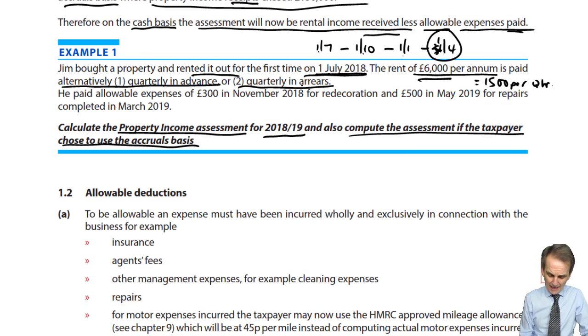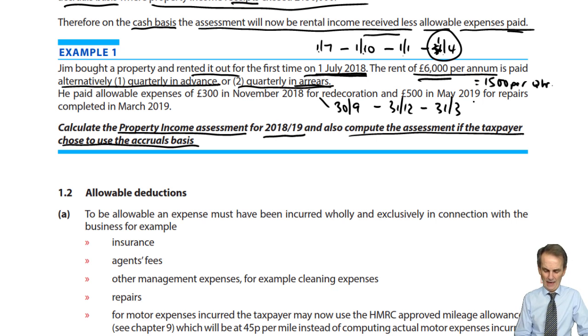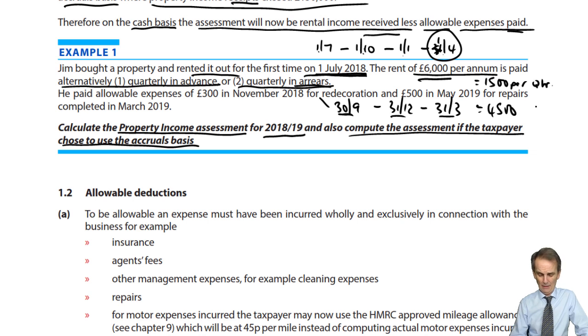If it was quarterly in arrears, well, we started renting it out on the 1st of July, so 3 months later, the 30th of September 18, followed by the 31st of December 18, followed by the 31st of March of 19. The next due date, the 30th of June of 19, is in the 19-20 tax year. So that would mean there 1, 2, 3 quarters at £1,500 a quarter, and that would be £4,500.